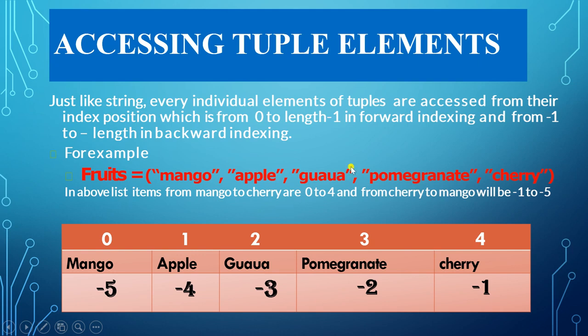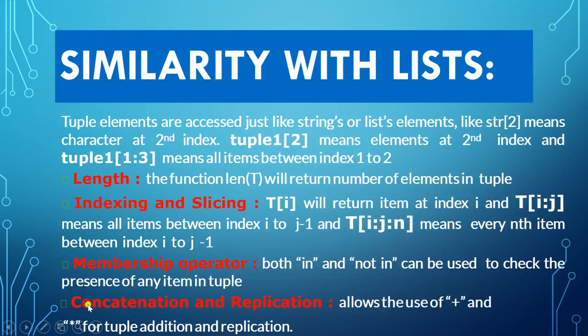Next is accessing tuple elements. You can access the elements by forward indexing and by backward indexing. Forward indexing starts with 0, 1, 2, 3, 4, and backward indexing starts from -1, -2, -3, -4 and -5. Now there is some similarity with list: you can access the tuple element by writing its index. For example, this tuple1[2] means the element at the second index.